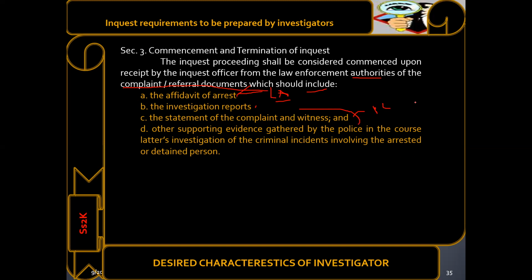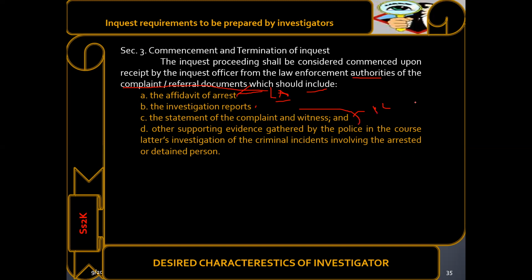Meron pong supporting evidence. For example, shooting incident, pwede yung basyo, baril, ayan. And supported by testimonies of witnesses to determine the probable cause. Okay? Then, of course, kasama na yung affidavit of arrest to determine the legality of arrest. And of course, the investigation report.